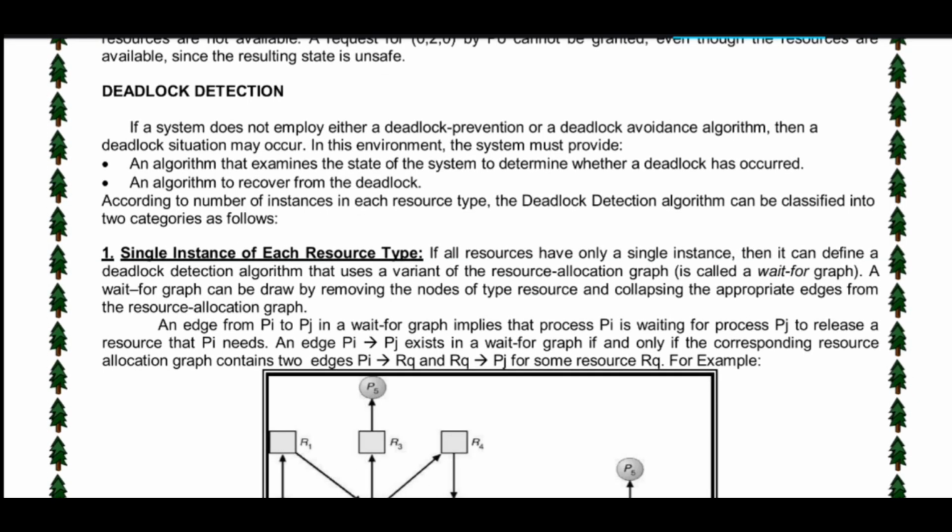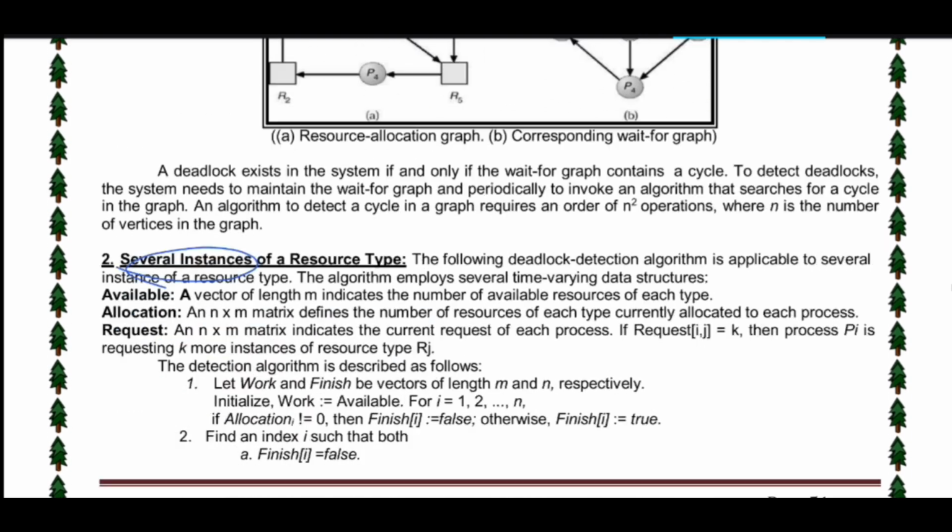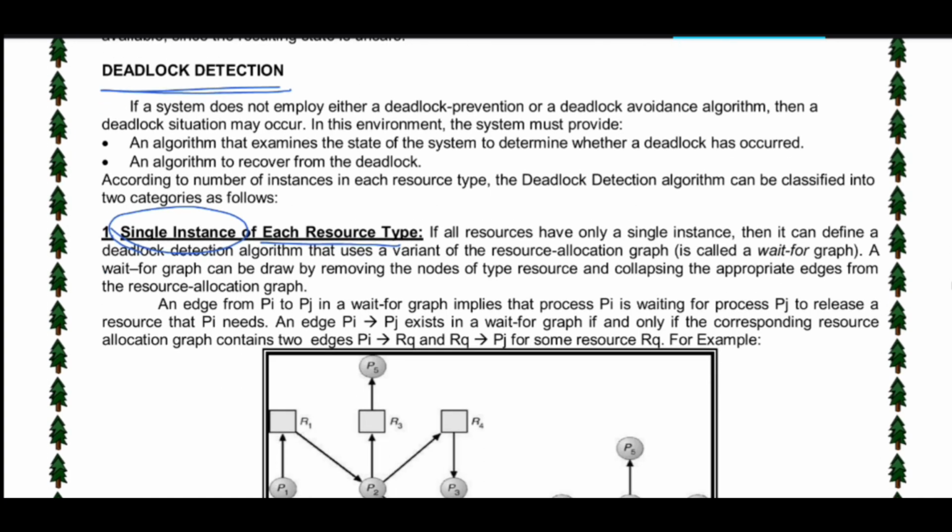Okay, this is our deadlock detection. How do we detect a deadlock? There are two cases: a single instance of each resource type, and several instances of each resource type. If all resources have only a single instance, then we can define a deadlock detection. If there is a single instance of every resource, then there may be a higher chance of deadlock.